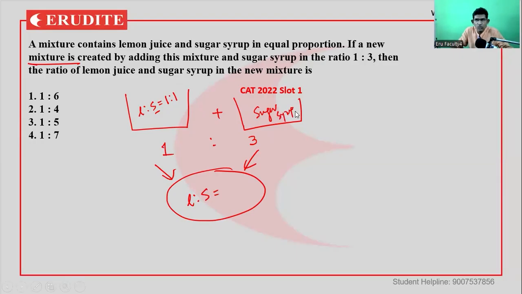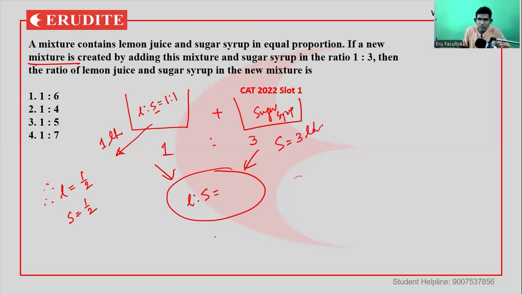Okay. So quite simple. So let's assume I take 1 liter of this solution, 1 liter of this mixture of lemon and sugar. In the ratio 1:3, let's take 1 liter. So if I take 1 liter of this, what will be the quantity of lemon in this? It's 1:1. That means half liter will be lemon and remaining half liter will be sugar syrup. So sugar syrup will also be half liter. And here I will find pure sugar syrup of 3 liters.